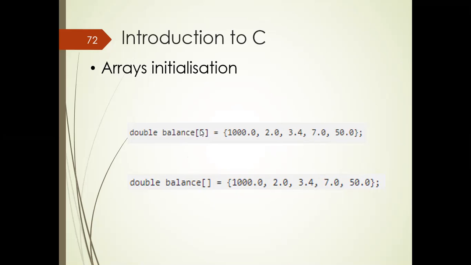It's omitting the 5 here because the compiler can find that you have 5 elements from what you're putting. So you can leave out the number of elements in the declaration of the array when you're actually defining it. But if you were only declaring it here, you would need to put the number. Okay.